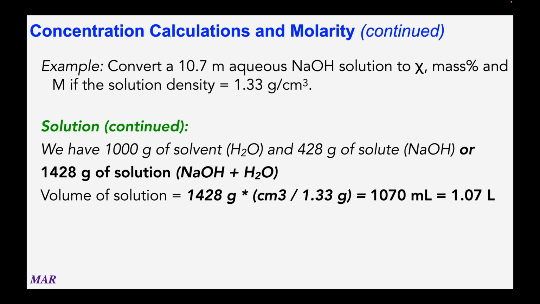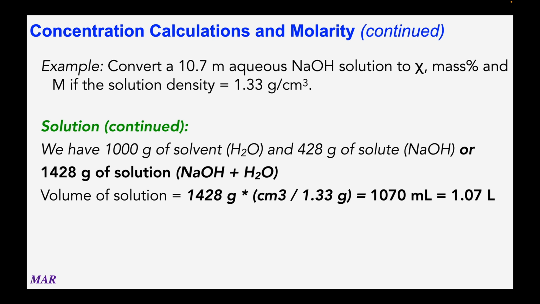1,428 grams of solution. So notice that you add the grams of solute to the grams of solvent. That gives you the grams of solution, 1,428 grams of solution. Woohoo! Now, why that is kind of a woohoo moment is because you can take the grams of solution and the density of solution, which is that 1.33 number up there, to find the volume of the solution.